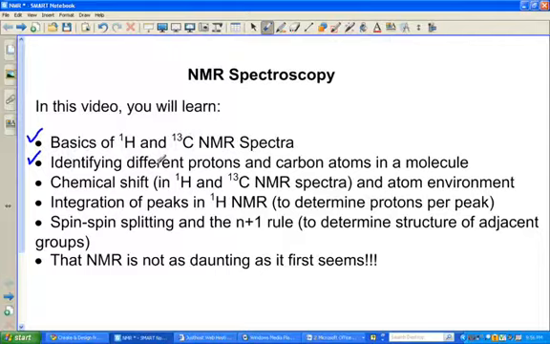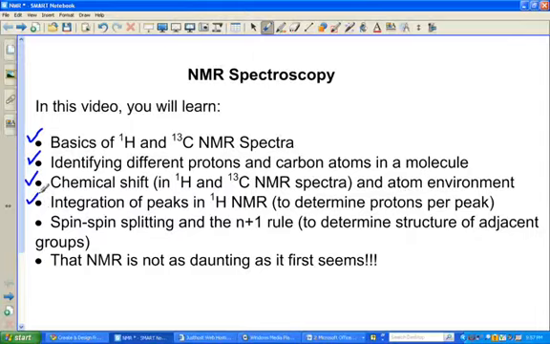Once we've done that, we'll talk about one of the key skills in being successful with proton and carbon NMR, and that's the ability to identify different numbers of protons and carbon atoms in a molecule, because each of those is going to lead to a different signal. We'll also talk about the concept of chemical shift, which is related to the atom's environment within a molecule, so the hydrogen's environment in terms of proton NMR. Basically, it's related to what atoms the hydrogen is next to.